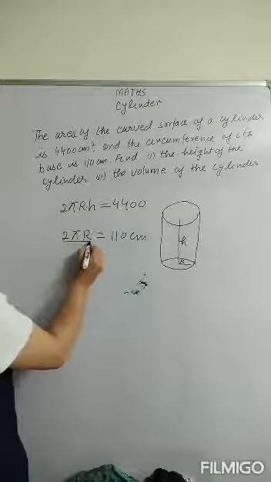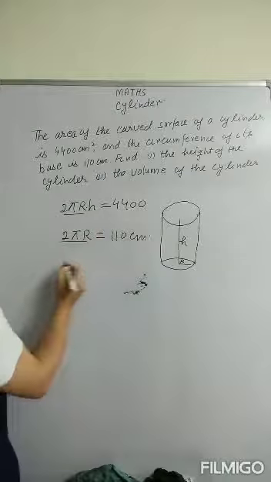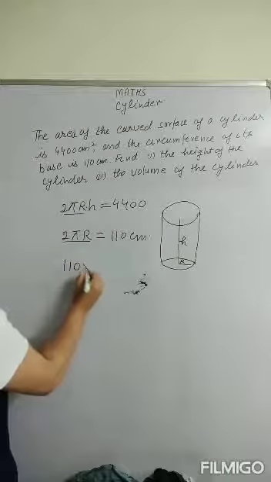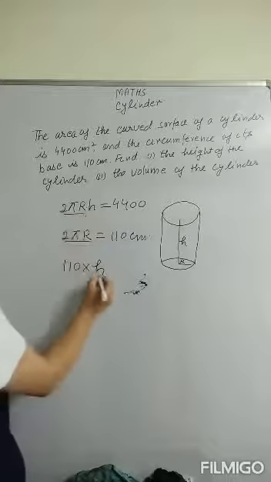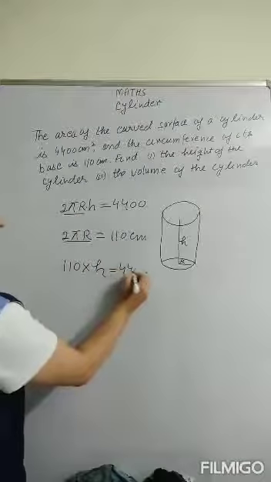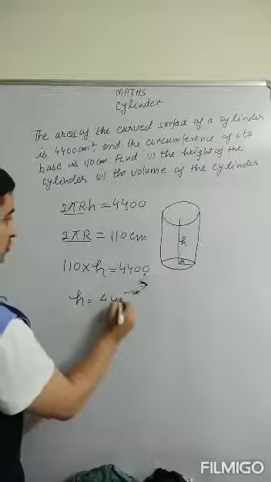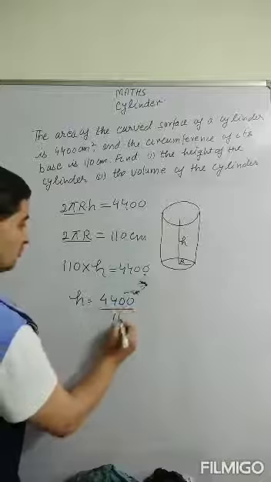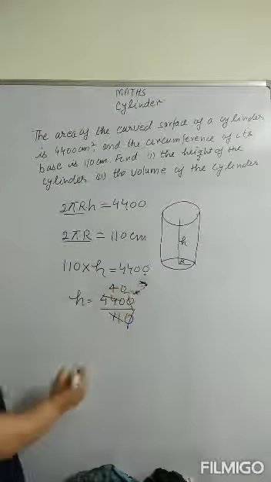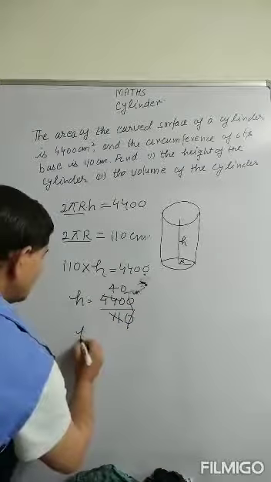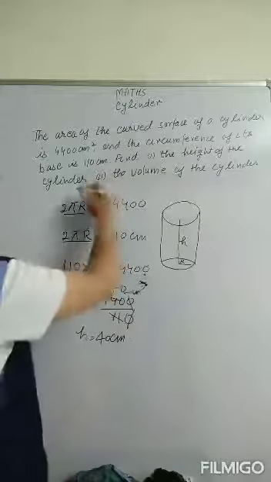Now you know how much is 2 pi r? 110. So in place of this 2 pi r, write 110. So 110 into h. This h is equal to 4400. So the height will be 4400 upon 110. This will cancel this. 11 4s are 44, 40. Right. So how much will be the height? It will be 40 centimeters.